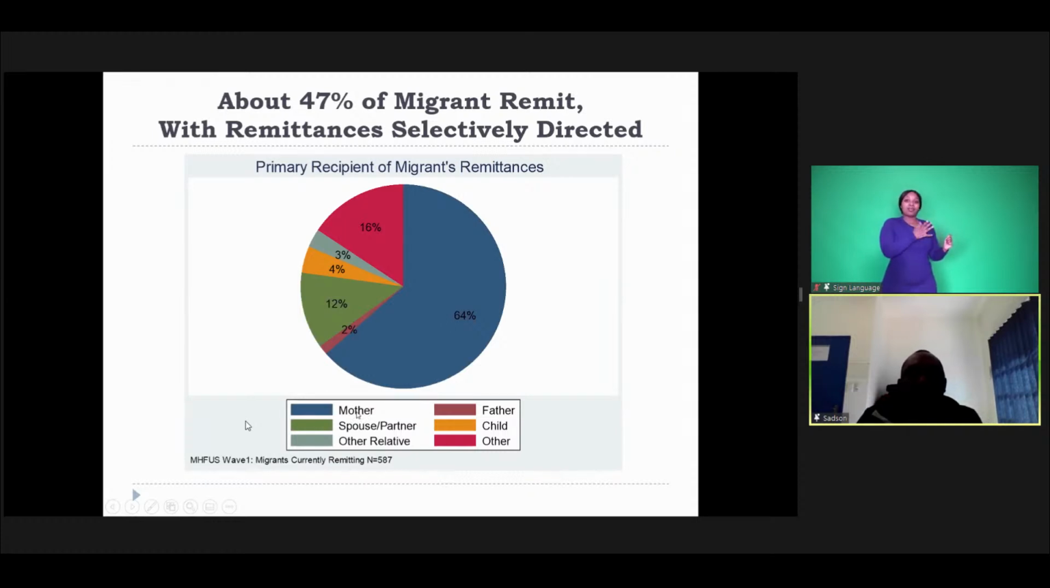Of course, when you talk about remittance, in this case, it is not only money, but other kinds of support. Others, 12% to their partners or spouse. Then 16% just indicated another member of the household. And then you have direct support to the child. For fathers, as was shown, only very few people send support back to the household through their fathers.